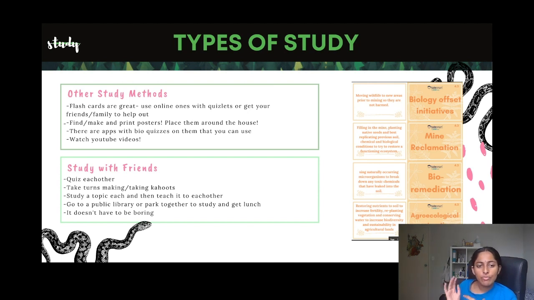You can also study with friends, so, you know, do Kahoots together. I feel like Kahoots are really good because it just gets you into that competitive zone, and it's just a nice way to have fun, but also do a bit of learning at the same time. Maybe even go to a public library together or get lunch and study, so it doesn't have to be boring in that sense.